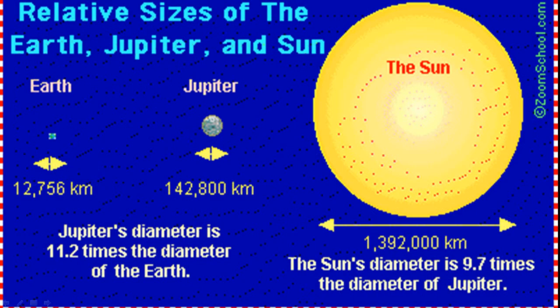Yeah. Okay, so let's look at those relative sizes. So the sun, of course, is the largest thing in our solar system. You can see how huge it is. And then we see Jupiter here. And then our Earth is this little tiny dot right there. Yeah, so its diameter is 11.2 times the diameter of Earth. So it's really, really big.